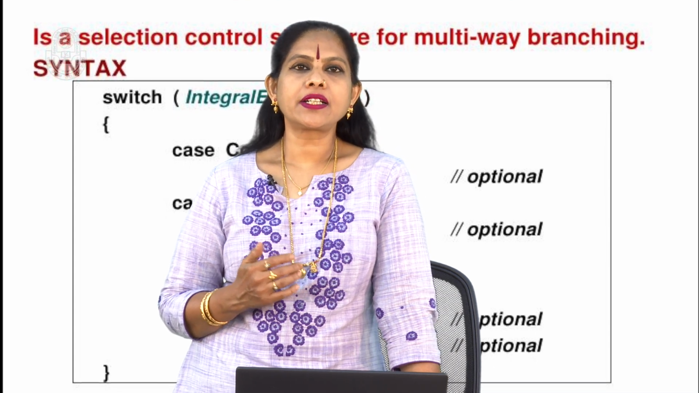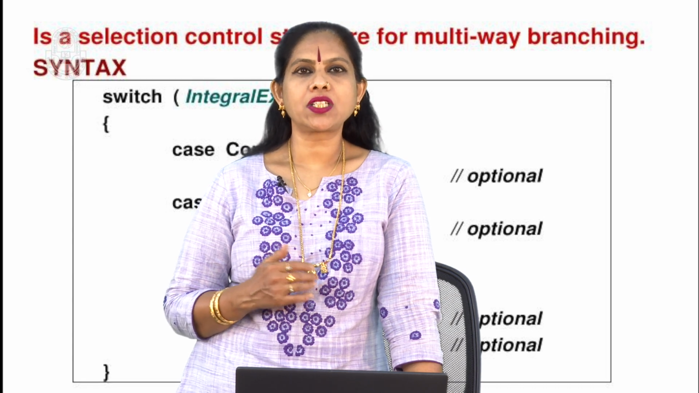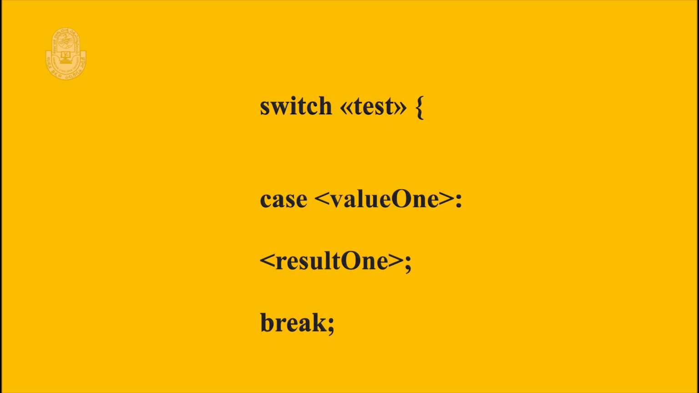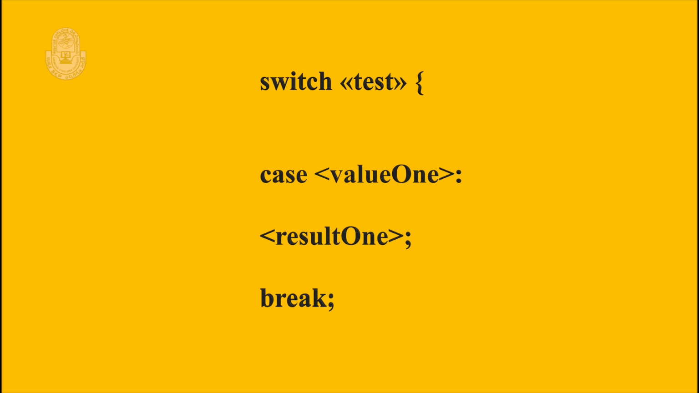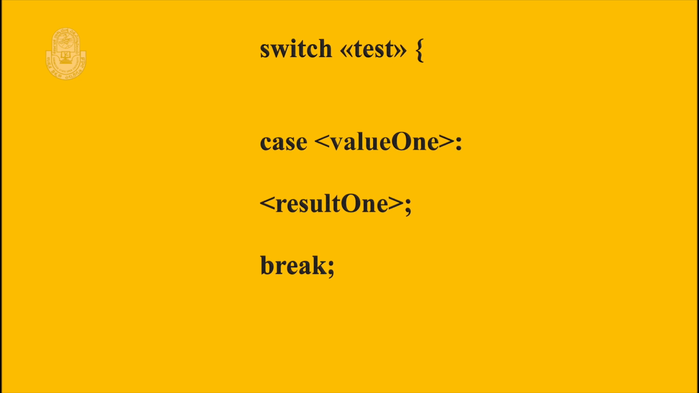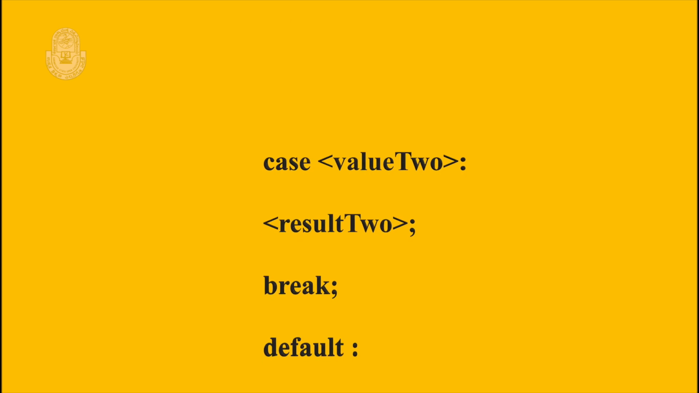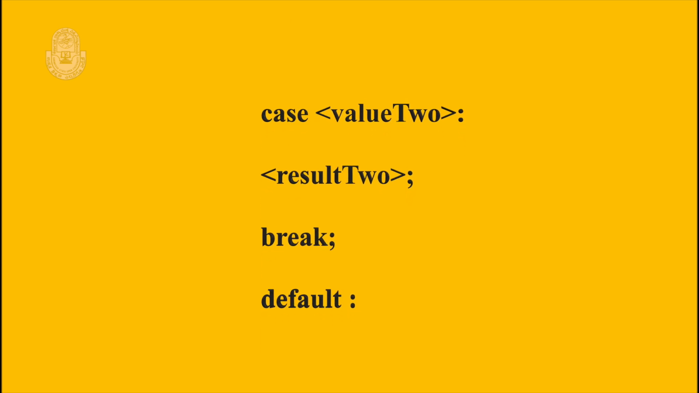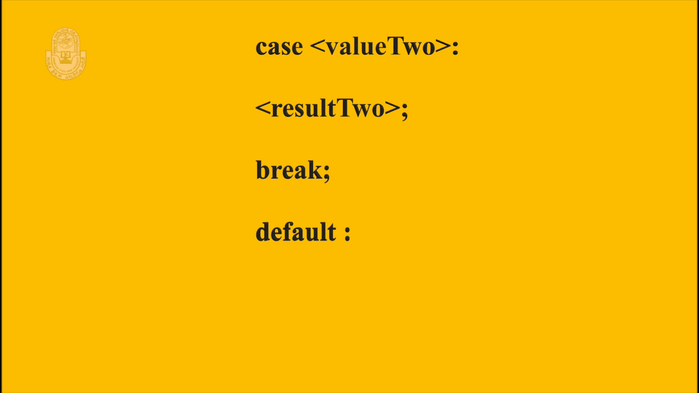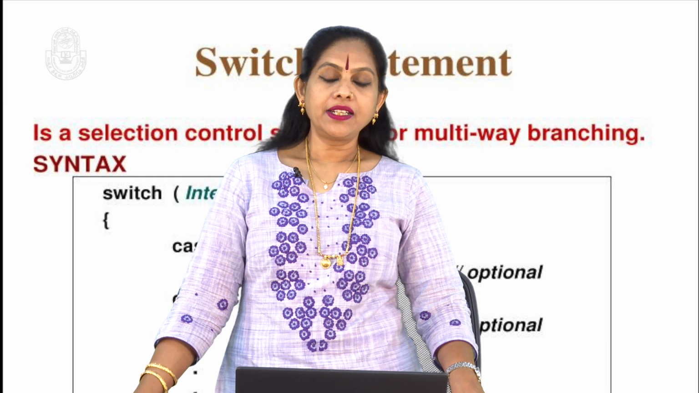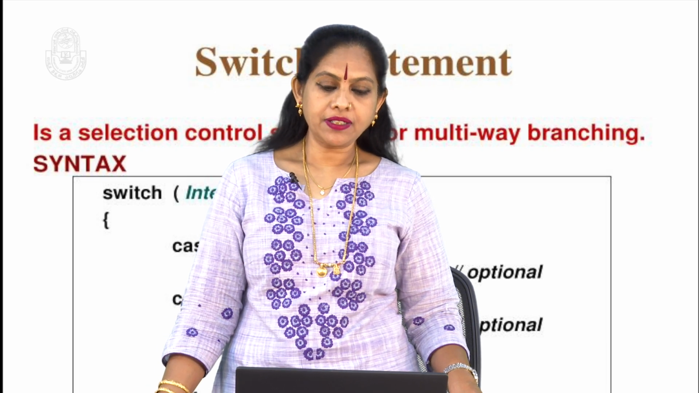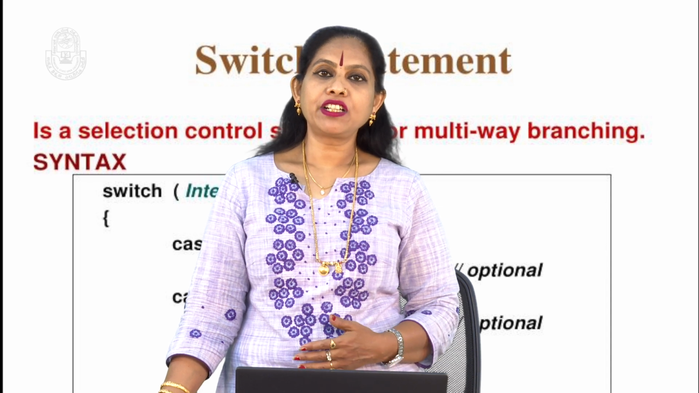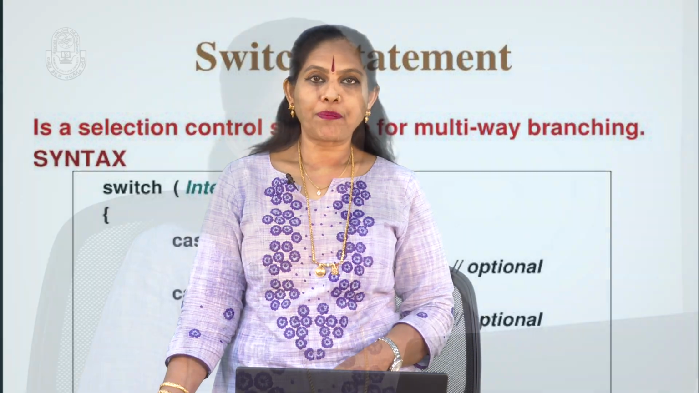The general syntax of the switch statement is as follows. Switch test, begin, case value 1: result 1, break. Case value 2: result 2, break. Default: result. An illustration of the switch statement usage is given in the following example.